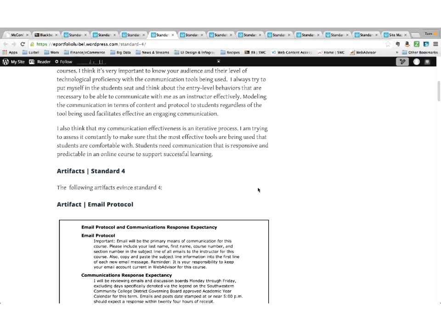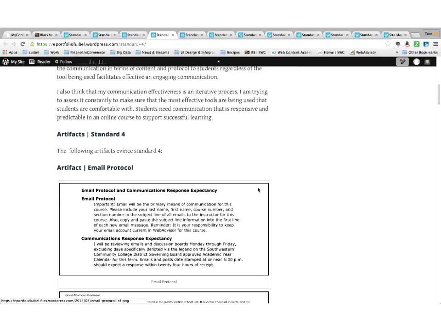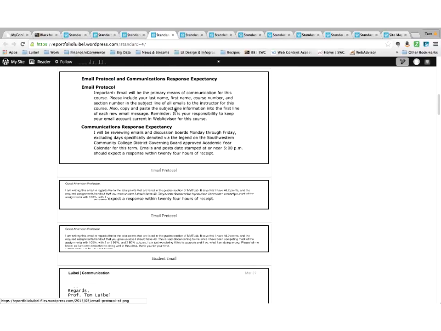Modeling the communication in terms of content and protocol to students, regardless of the tool being used, facilitates effective and engaging communication. So I set the norms and set the parameters, and then we follow those. I also think that my communication effectiveness is an iterative process. I'm trying to assess it constantly to make sure that the most effective tools are being used that students are comfortable with. Students need communication that is responsive and predictable in an online course to support successful learning.